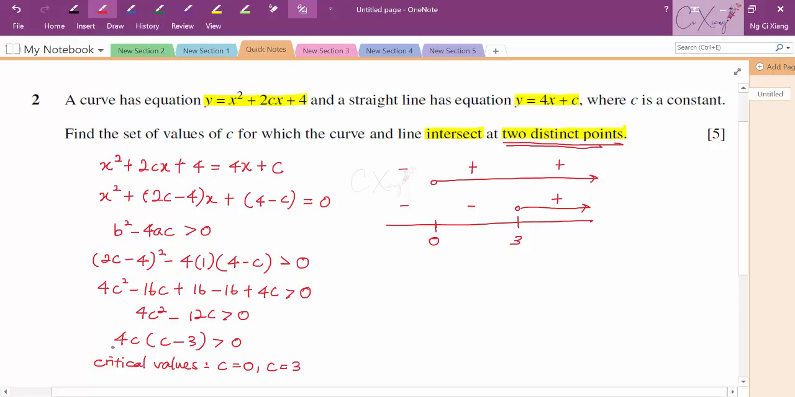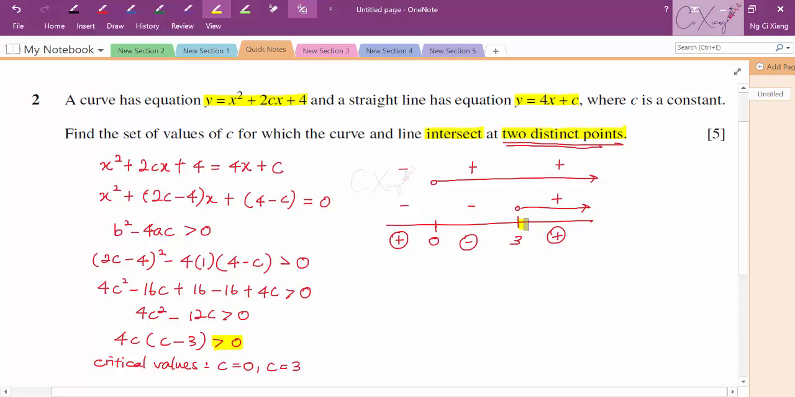Right, so when you multiply the 4c and c minus 3 together, positive multiply positive, overall you get a positive. Positive, negative, overall you get a negative. Negative and negative, overall you get positive. All right, so I want to decide my final answer. To decide the final answer, I'm looking at my step, the last step before I draw the number line or find out the critical values. So I'm looking for greater than 0, which is the positive part.